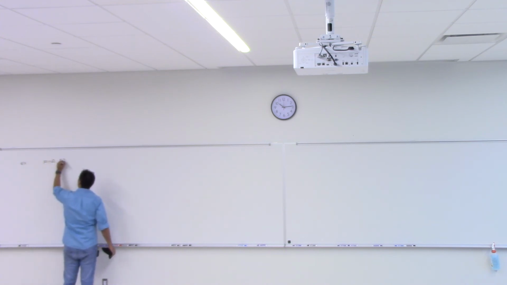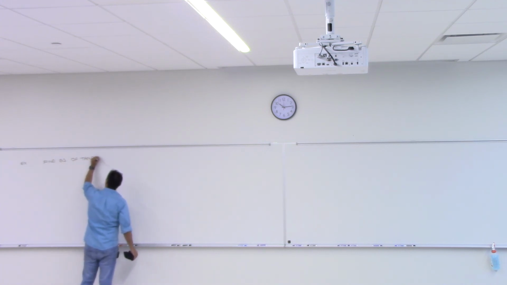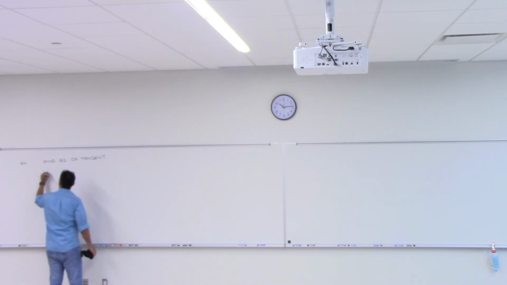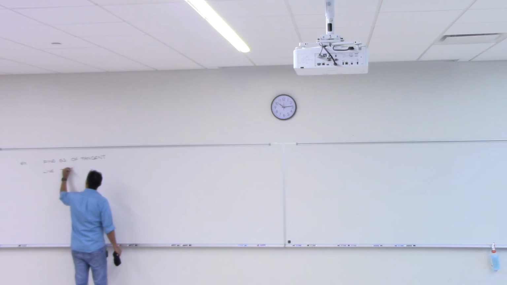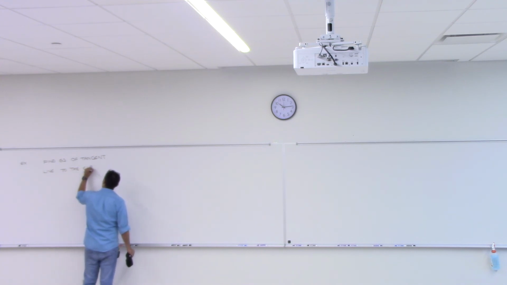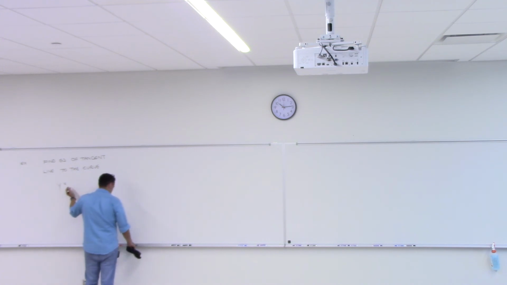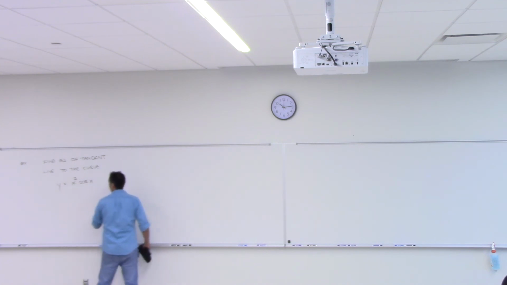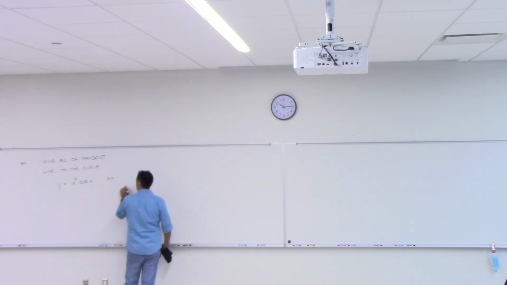Find the equation of the tangent line to the curve y equals, let's go with x squared cosine x at... where do I want this to be?